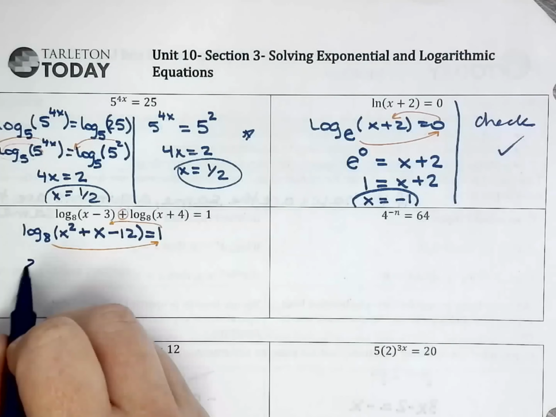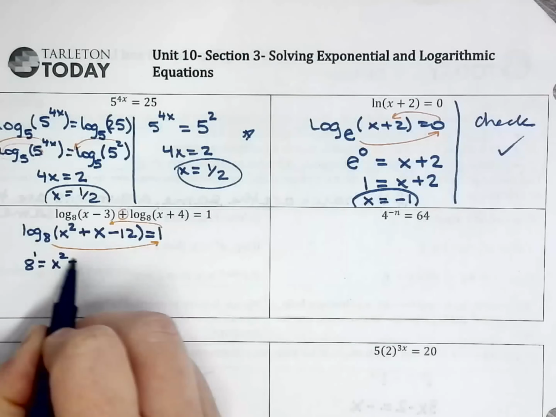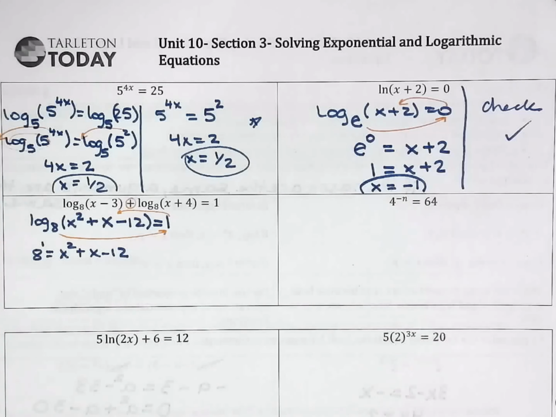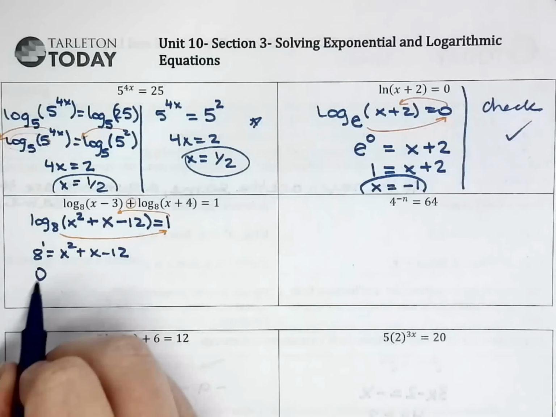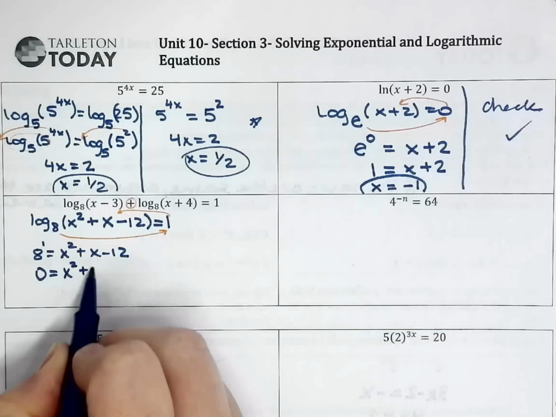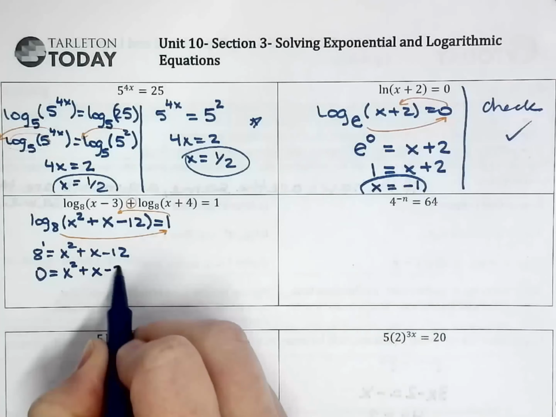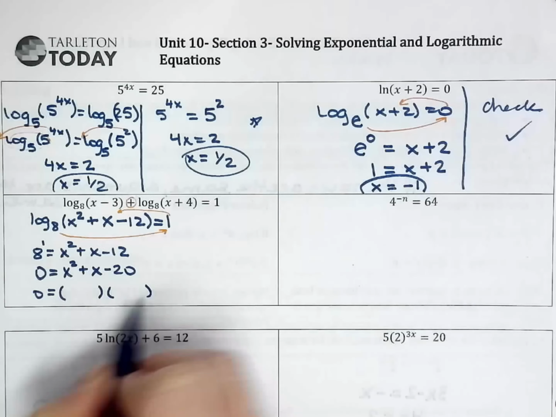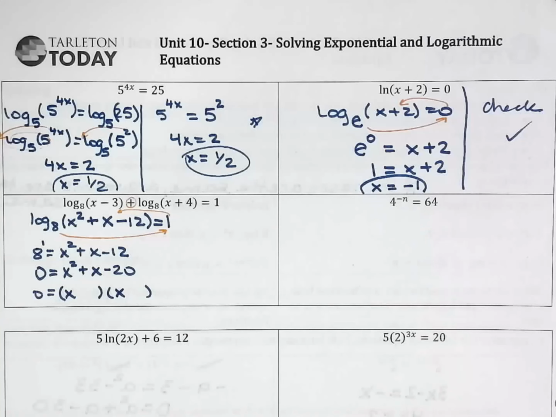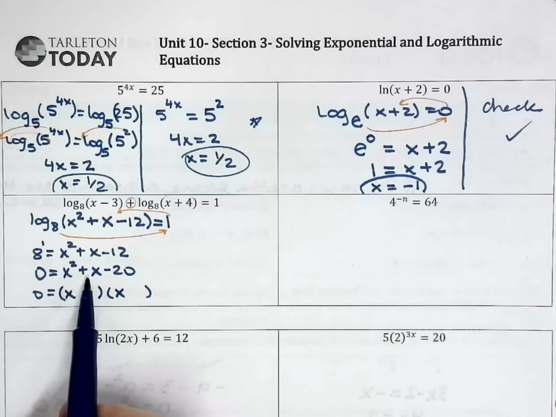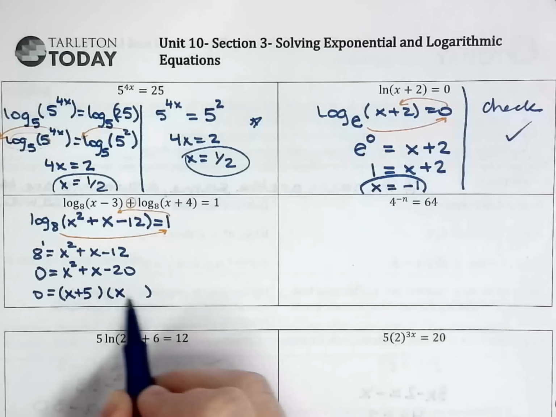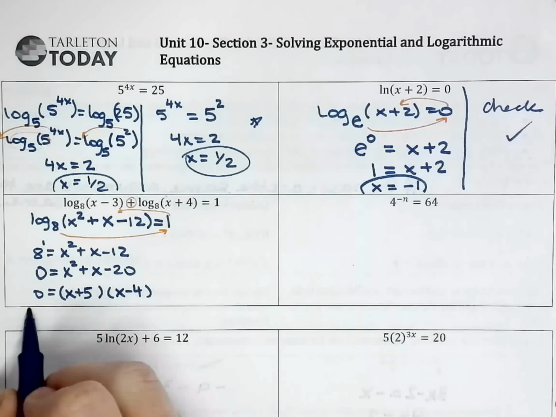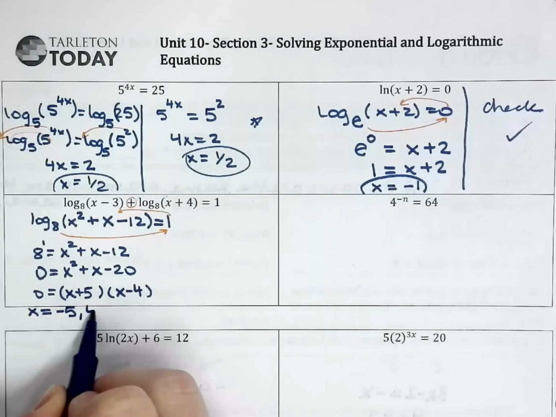Now go ahead and rewrite this in exponential form, just like we did on this one. So I have 8 to the power of 1 equals x squared plus x minus 12. Another quadratic function for us to solve, I need to set it equal to 0. So minus 8 on both sides. So this side is 0. So I have x squared plus x, minus 20 there. Now I'm going to solve by factoring. Two numbers that multiply to negative 20, and add up to 1. So I have 5 and minus 4. So my solutions would be x equals negative 5 and positive 4.